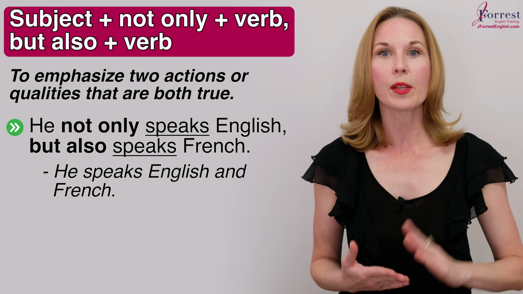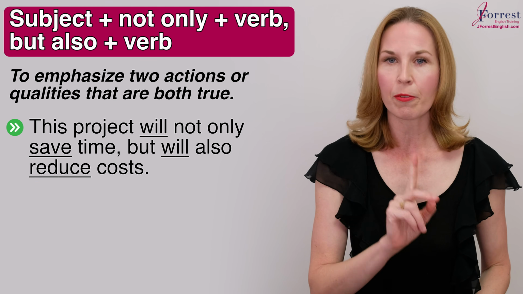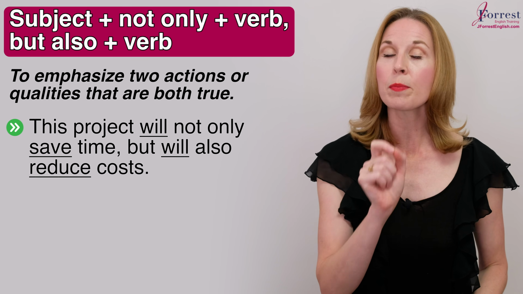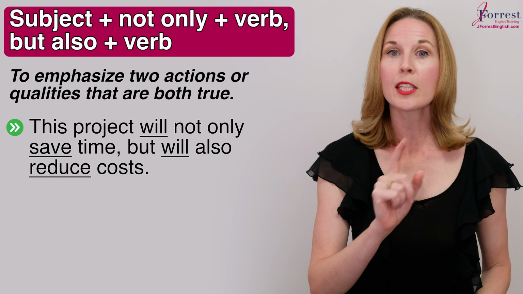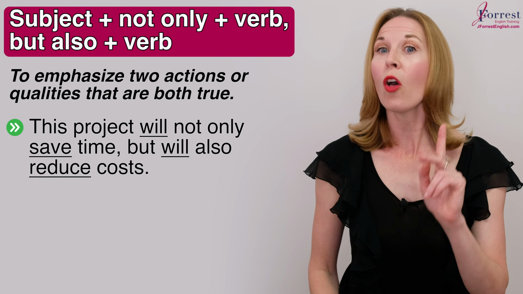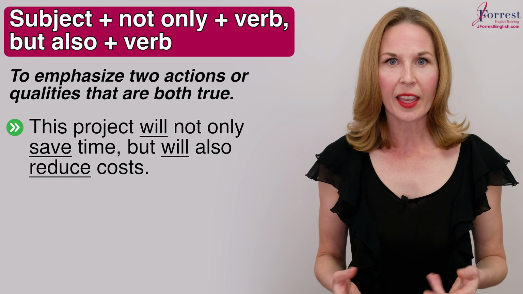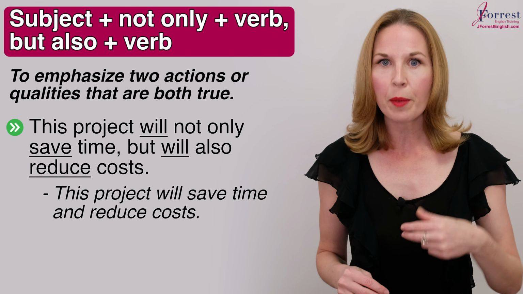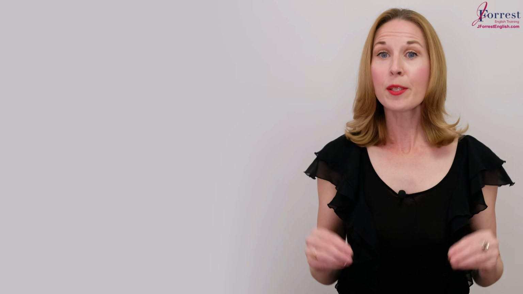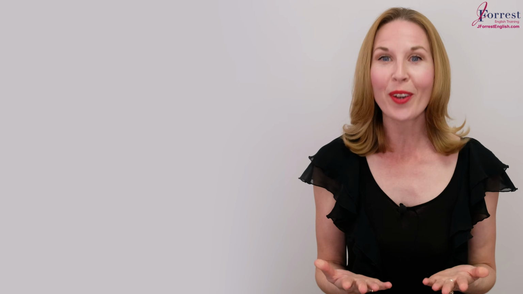In the future simple, you could say, this project will not only save time. Notice the placement of the auxiliary verb. This project will not only save time, but will also reduce costs. So this is a more advanced way of saying this project will save time and reduce costs. This pattern is already advanced. Let's make it super advanced.